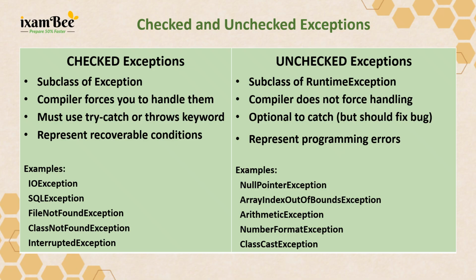The unchecked exceptions are subclass of the runtime exception. The compiler does not force you to handle them. It is optional for catch. It represents programming errors. Examples of unchecked exceptions include null pointer exception, array index out of bounds exception, arithmetic exception, number format exception, and class cast exception.